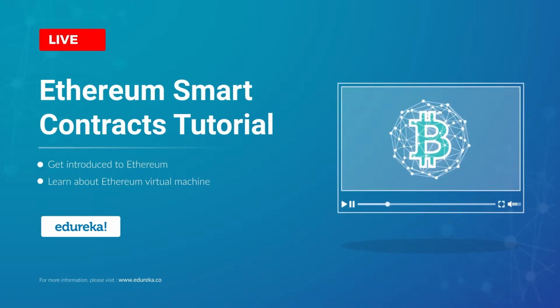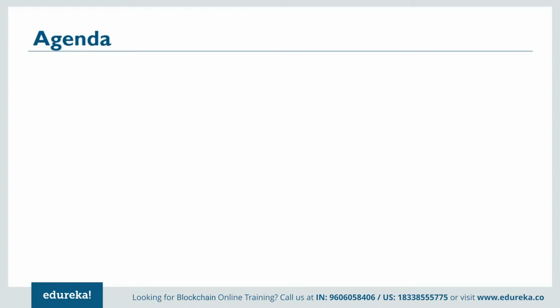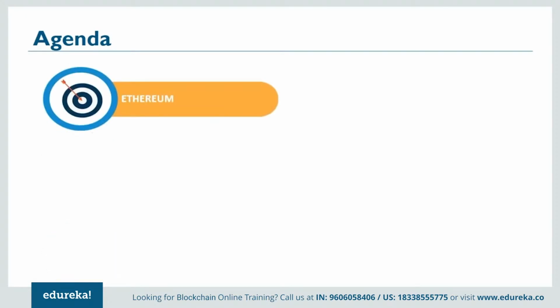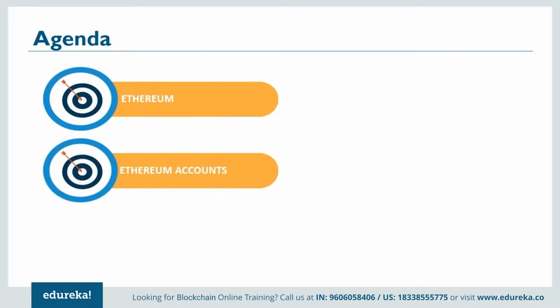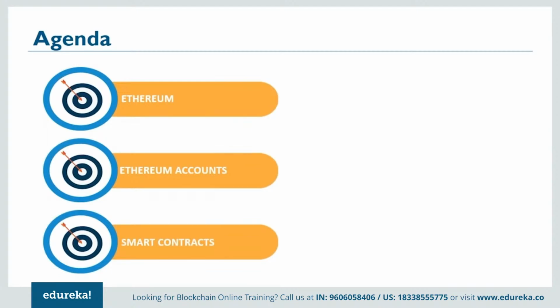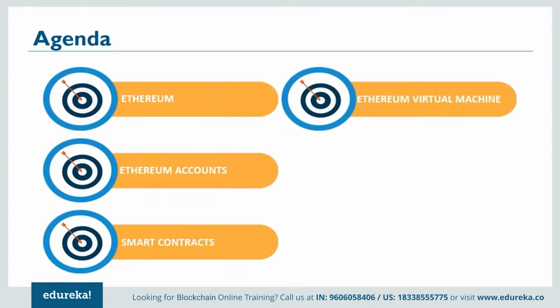Now before we move forward, let's have a look at our agenda for today. So we're going to start by developing an understanding of what Ethereum is. Then we'll move on to talk about the types of Ethereum accounts, following which we'll see what smart contracts are. Well, these contracts have been made popular in recent years due to their implementation in blockchain. After this, we'll learn about the EVM on which these contracts are executed.